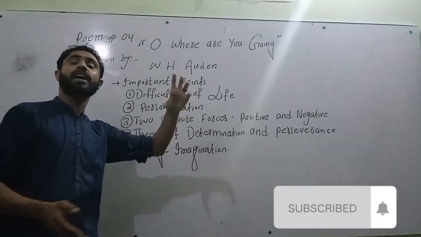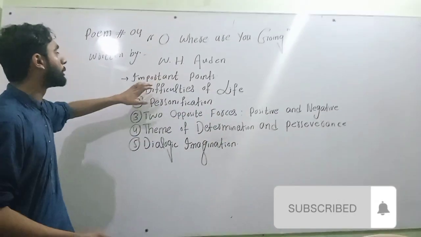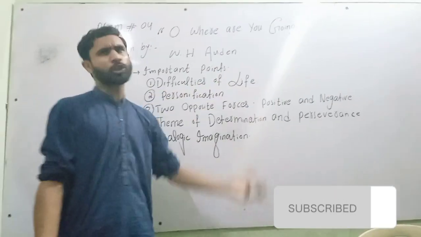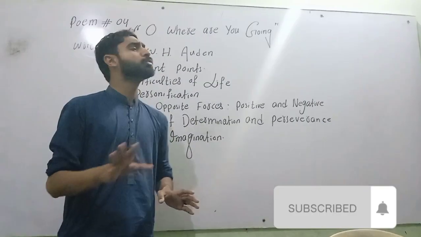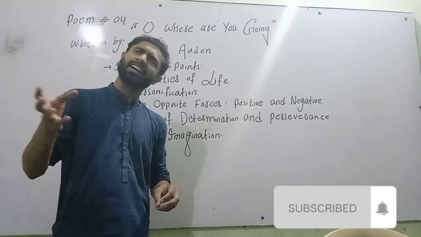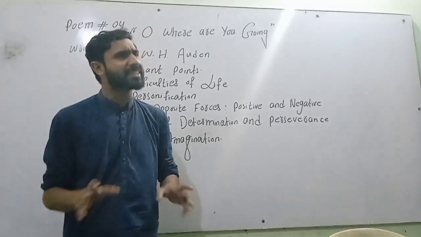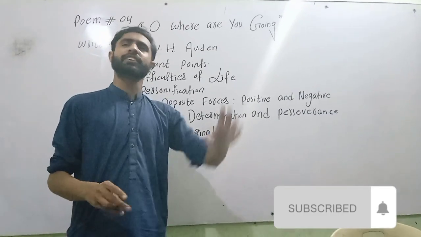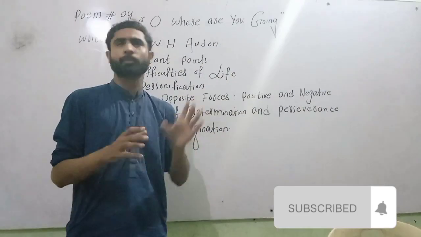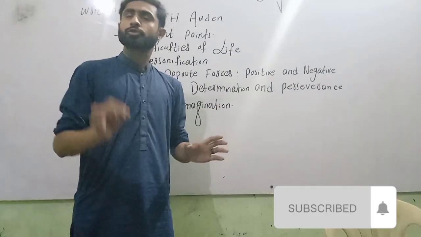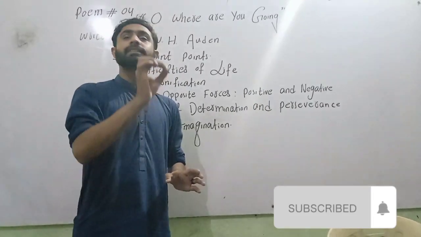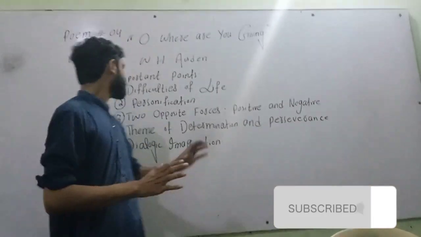Many themes are discussed in this poem. For example, the difficulties of life. We all know that life is full of difficulties. No one has a smooth life. There is a hurdle in everyone's life, even if he is a rich man, or a poor man or woman, or any other person in the world. He or she has some kind of difficulty.